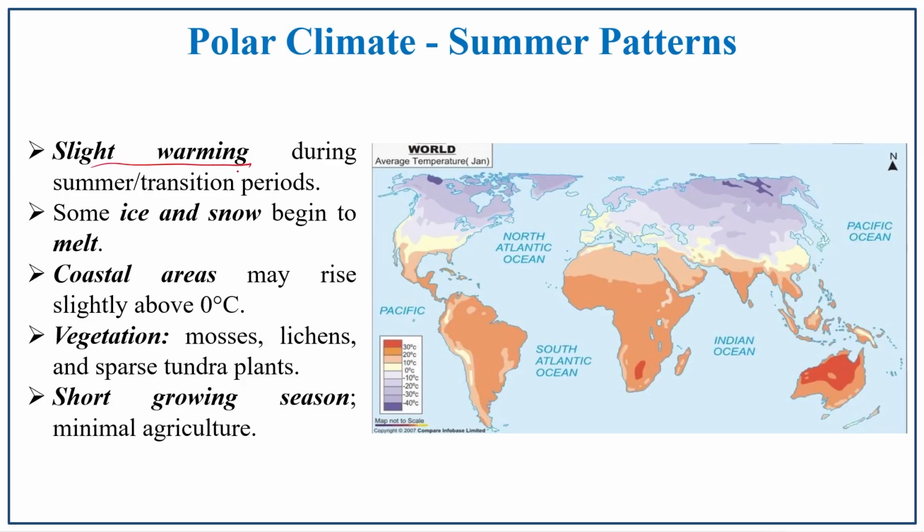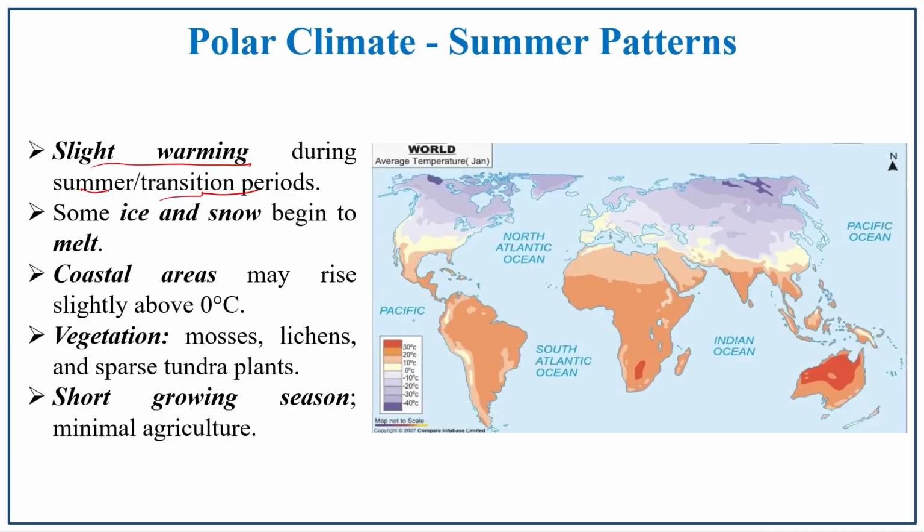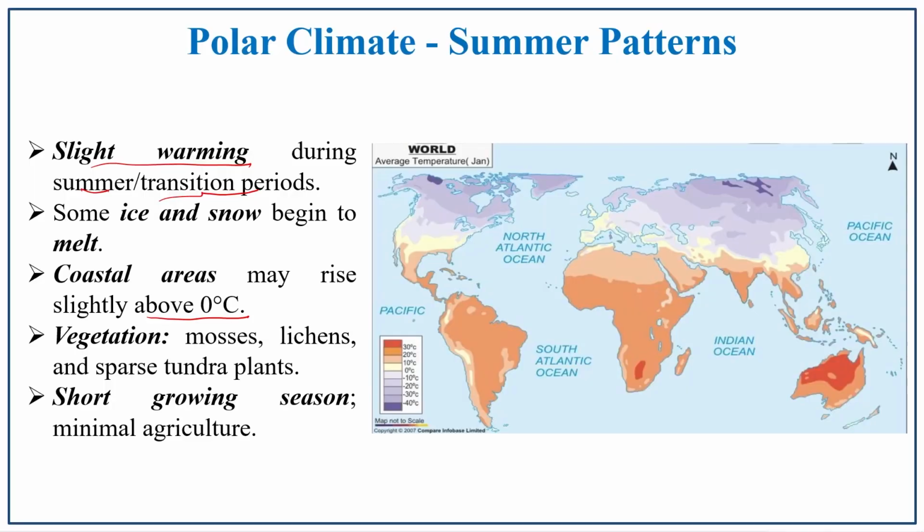The slight warming during summer and transition period. So, some solar radiation can be seen in the summer season. Some ice and snow begins to melt in that particular summer season, and in coastal areas it may rise slightly above 0 degrees Celsius. The vegetation here is mosses, lichens and the sparse tundra plants which prevail in this polar climatic condition. The short growing season means minimal agriculture is practiced in this polar climate.